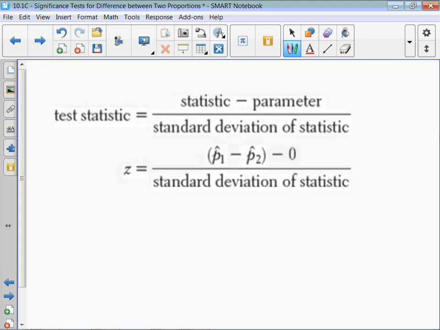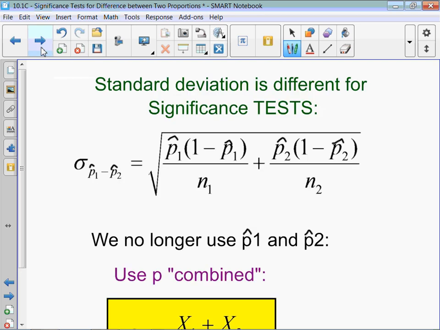And then when we find our test statistic, we're going to use the same formula: our statistic minus the parameter, divided by the standard deviation of the statistic. Our standard deviation is going to be different. This is the one that we did for confidence intervals. And so for confidence intervals, you use separate proportions. So notice we have our p hats, we have P1 and P2.